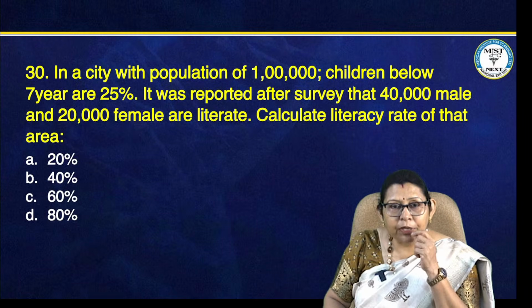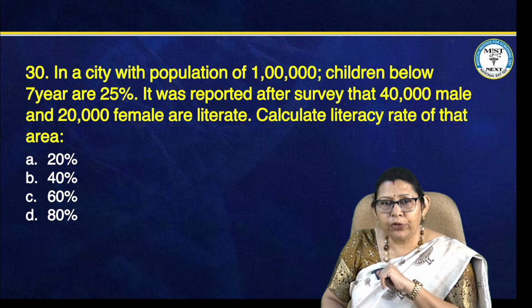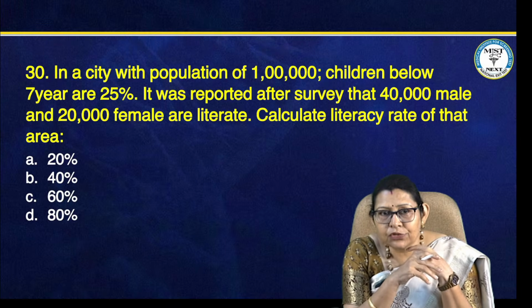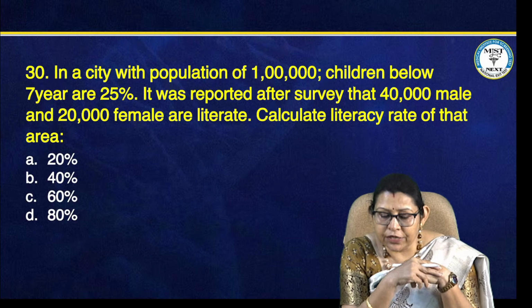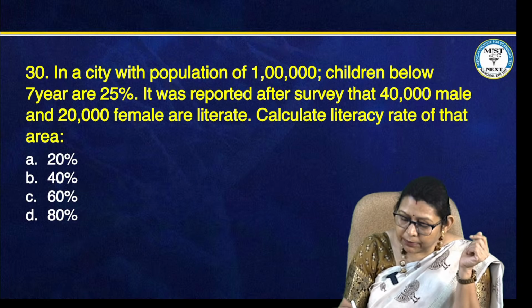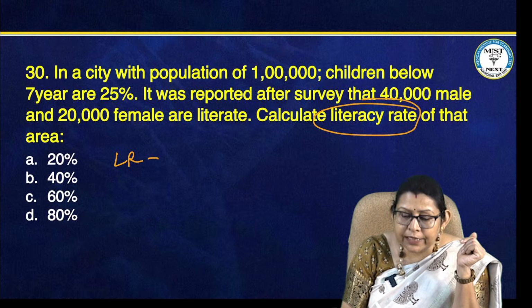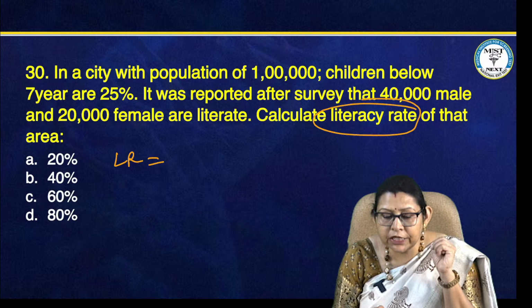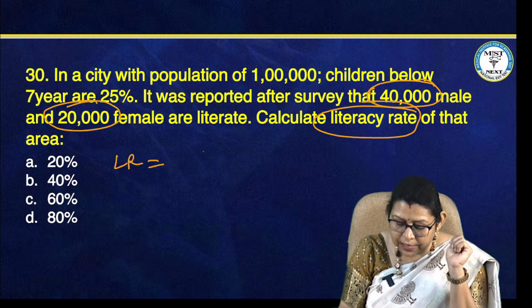In a city with a population of 1 lakh, the children below 7 years are 25%. It was reported after survey that 40,000 male and 20,000 female are literate. Calculate the literacy rate. Now here is the catch: what is the definition of the literacy rate? Literacy rate is defined as the literate people. How many are the literate people? The 40,000 male and 20,000 female. So 60,000 are the literate people.